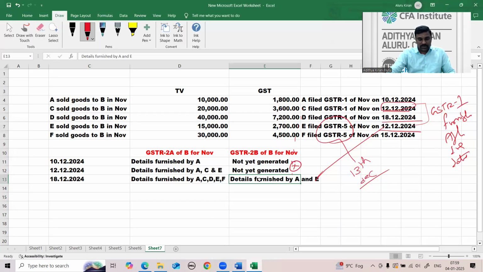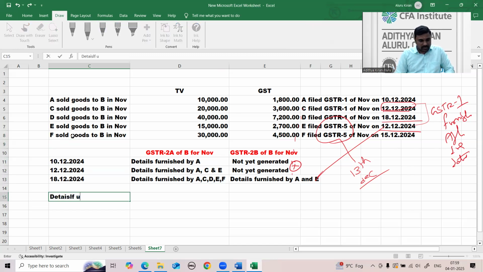But how about these two, sir? How about the details of C, D, and F? Those will be reflected in the GSTR 2B of December month. Details furnished by C, D, and F are reflected in GSTR 2B for December month.